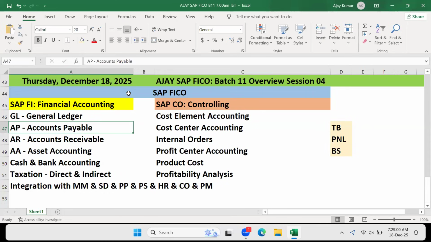Just one question. If we have everything in GL, why do we need this AP, AR, AA? Like, what is the functionality of these? You'll get to know now. Now, GL we're talking about, it is including everything. This is clear, right? Yes. This is including everything because these three are directly coming from GL.